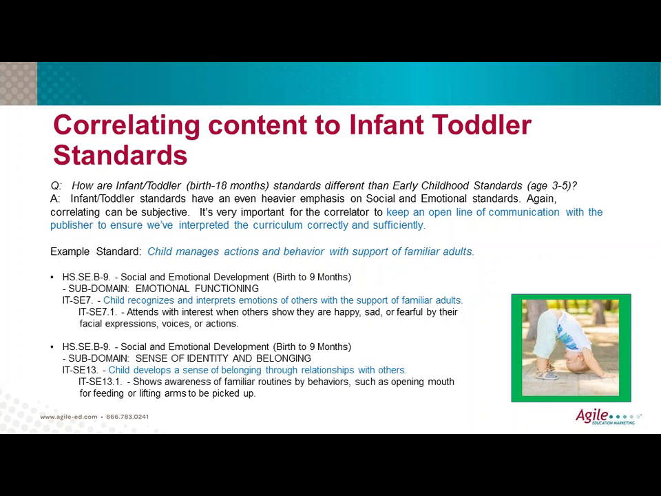Right. And the next slide is about infant and toddler standards. What's different about correlating infant toddler is that there's an even heavier emphasis on the social and emotional standards. There is an example: child manages actions and behavior with support of familiar adults. Well, what does this really mean? Does it mean they're sitting quietly while they're being read to, that they're letting mommy do yoga? What does this really mean? Again, we've got to keep that open line of communication to make sure there is a good understanding about what's trying to be achieved there.